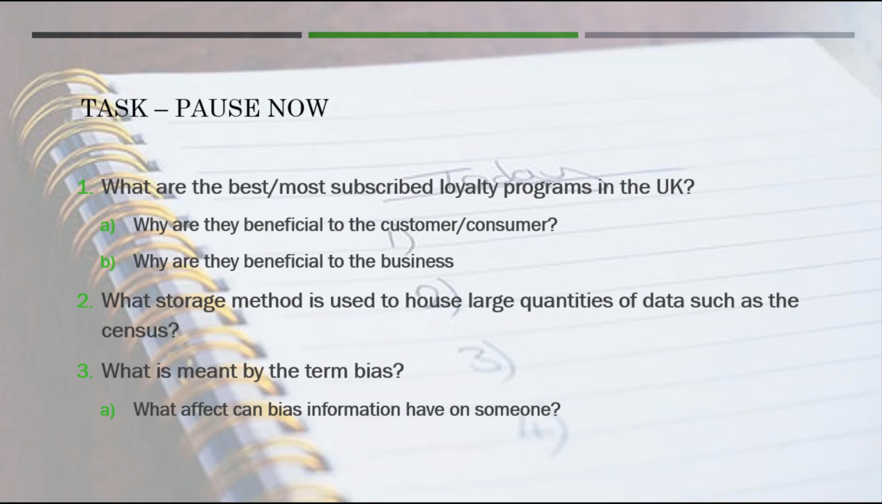What storage method is used to house large quantities of data, such as the census? The census is coming up later this year, so if you don't know what that is, do that quick research on that. But what is held? What do they hold that on? They don't hold it on a CD with billions of pieces of information. What do they hold it on? Have a look at that. So I'm looking for a storage method, such as a hard drive or something like that. Do a little bit of research.